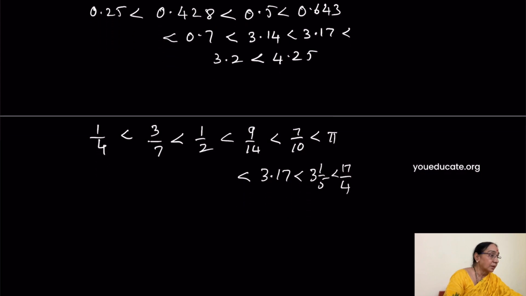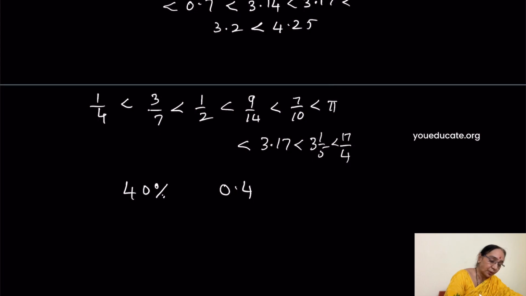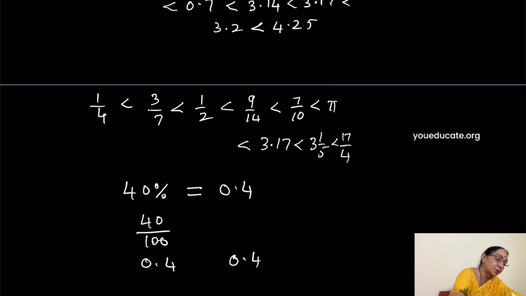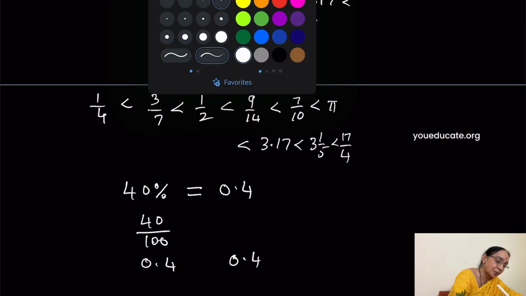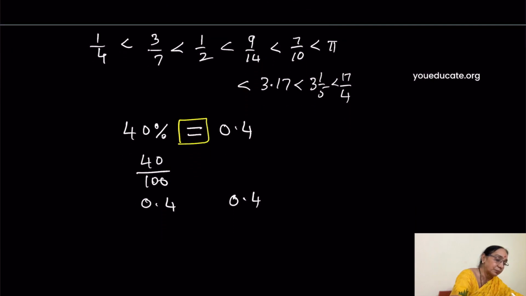Now we will see how you insert the symbol greater than or less than between 40% and 0.4. That is, you are comparing a percentage with a decimal. So write 40% as a decimal, 40 by 100, which is 0.4, and the other number is also 0.4. So you have to write equal to over there, because they are one and the same. So here they are the same, they are equal.